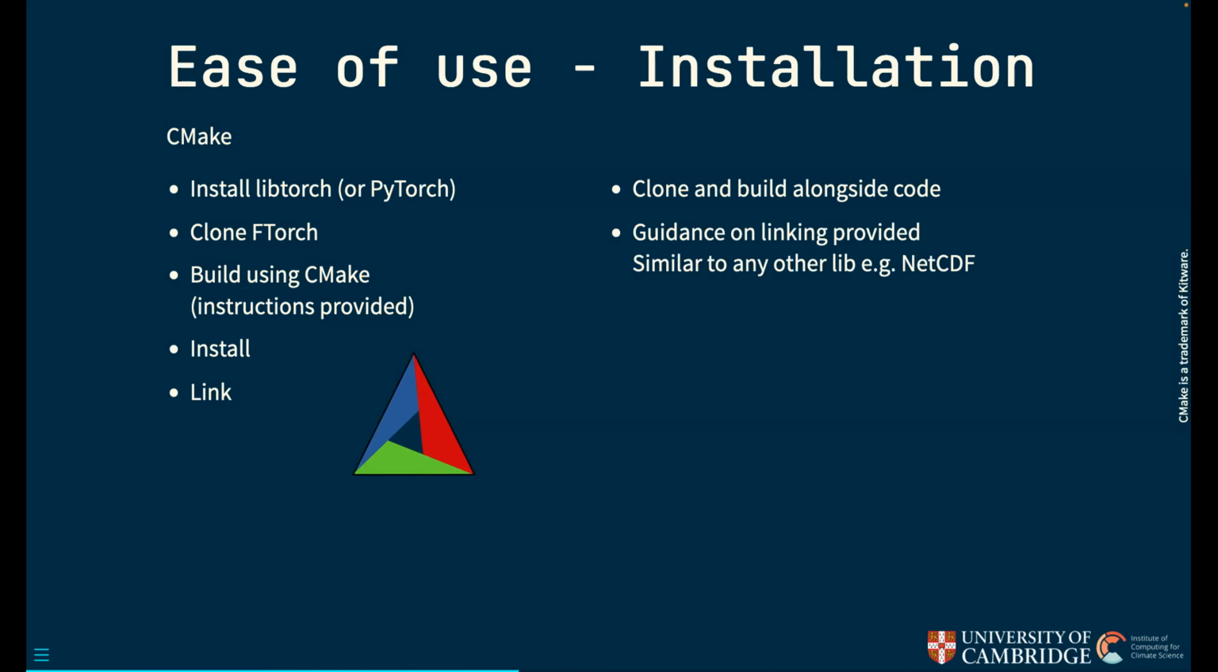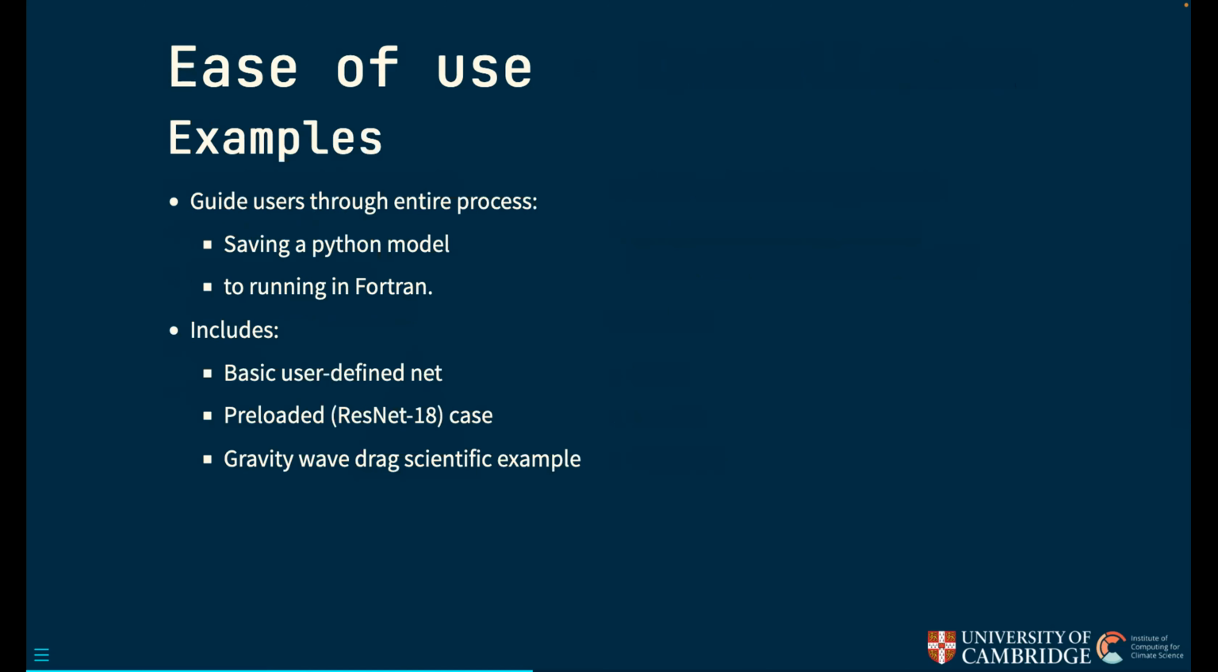This is particularly nice for the work we've done on HPC systems, in that it can be cloned and built alongside the code. And then we provide some guidance on linking in the same way you would do to any other kind of Fortran library like NetCDF or MPI, etc. And we've been using this predominantly on Linux, but we have done some work with macOS and Windows users as well to try and get this working.